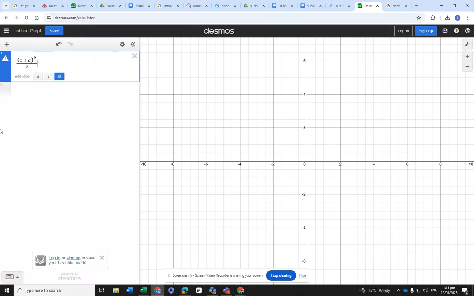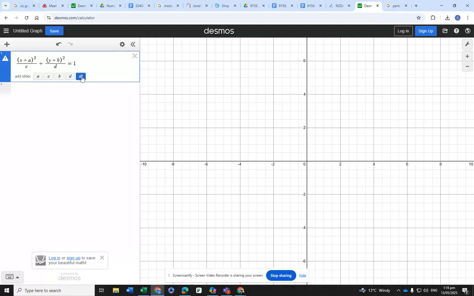Right, arrowing across, adding (y plus b) all squared, arrow across, divided by d, and this is going to equal 1 every single time. Okay, so there's my equation.